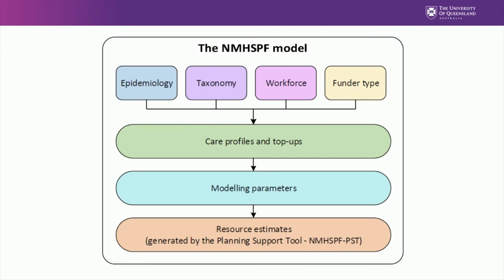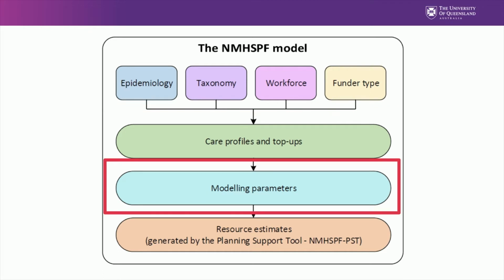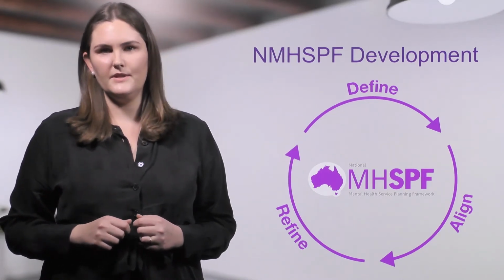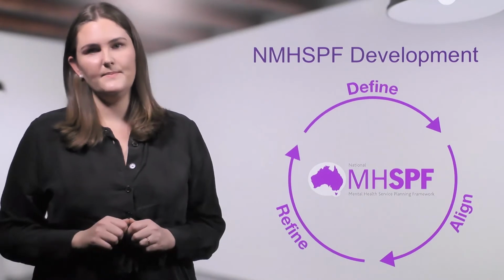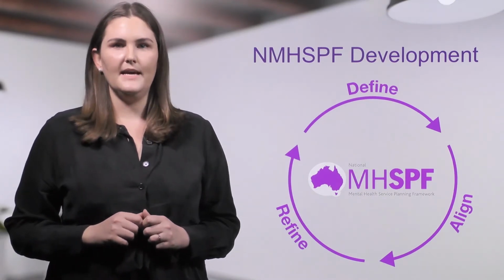The 5 aspects of the service and resource modelling are the taxonomy, workforce details, funder types, care profiles and top-ups, and modelling parameters. These inputs have been developed over the past decade in collaboration with over 250 service providers, academics, and service planners. The service and resource descriptions are also regularly updated. These updates are based on best available evidence and the release of new service models in line with the framework development cycle.